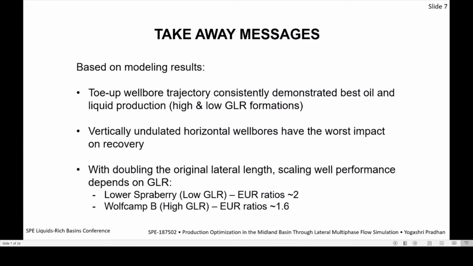Some of the biggest takeaway messages that I'll mention ahead of time is that the toe-up wellbore trajectory demonstrated the best oil and liquid production, regardless of the reservoir. Vertically undulated reservoir wellbores have the worst impact on recovery, and with doubling the original lateral length, the scaling of well performance does depend on the GLR. So for the lower Sprayberry, the EUR ratios averaged about 2, whereas for the Wolfcamp B, or high GLR, you didn't necessarily get a 1-to-1 scaling of lateral length. That was about 1.6. Again, this is on University Lands.